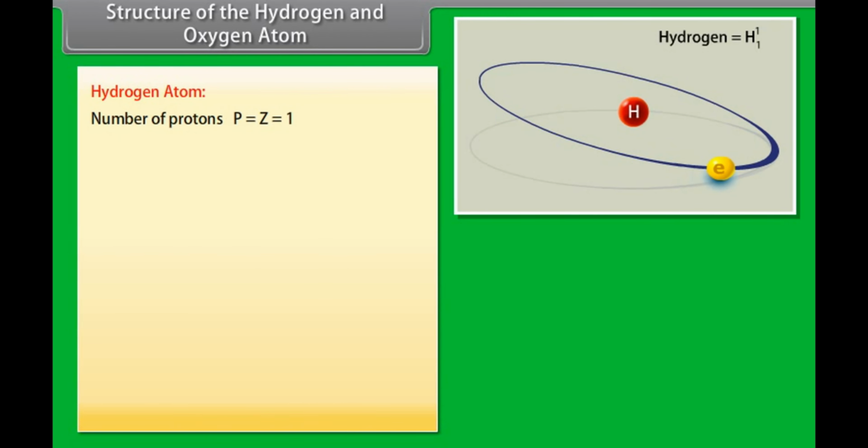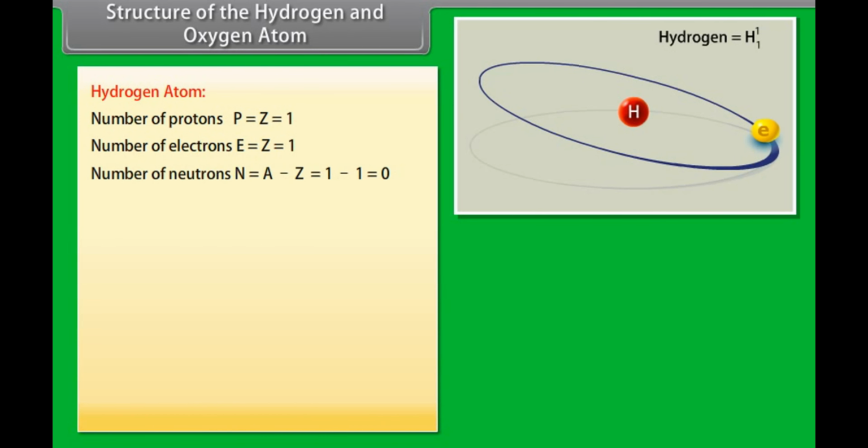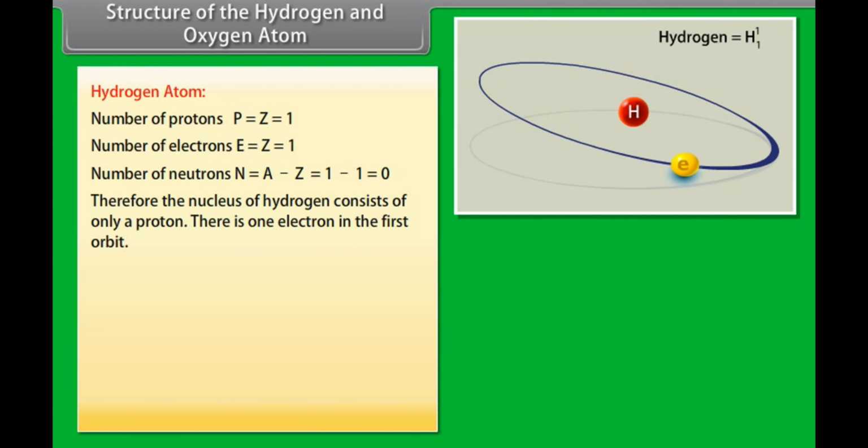Structure of the hydrogen and oxygen atom. Hydrogen atom. Number of protons, P, is equal to Z, is equal to 1. Number of electrons, E, is equal to Z, is equal to 1. Number of neutrons, N, is equal to A minus Z, which is equal to 1 minus 1, which equals 0. Therefore, the nucleus of hydrogen consists of only a proton. There is one electron in the first orbit.